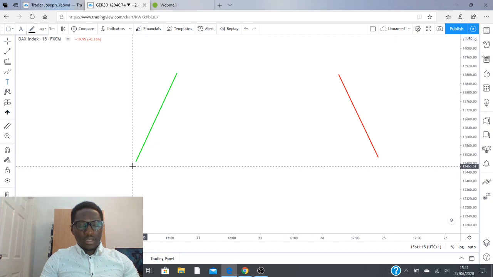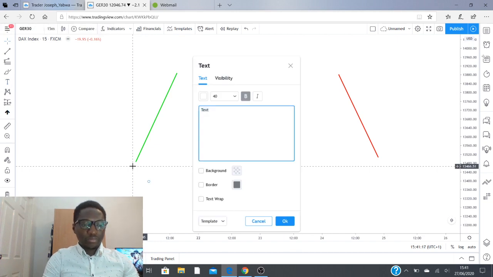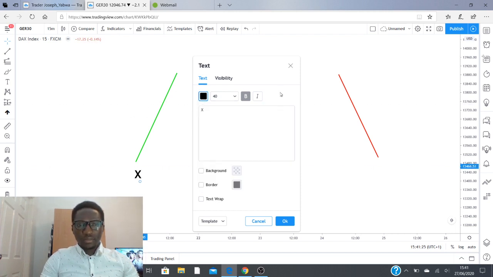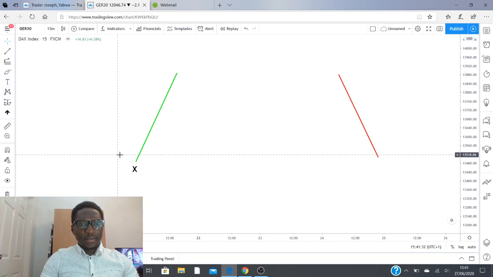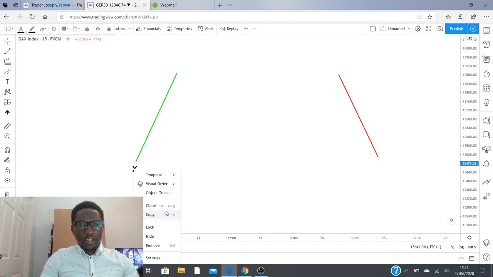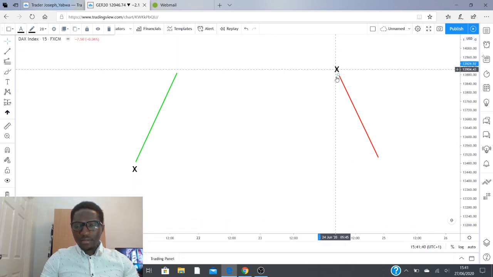So the first point, obviously, is known as the A. No, it's not A, it's X. My bad. So X, and we're going to change that so it can be a little bit more visible. So we've got the X. That's the starting point if you're looking at it in terms of structure. So clone it, we're just going to put the X right there.